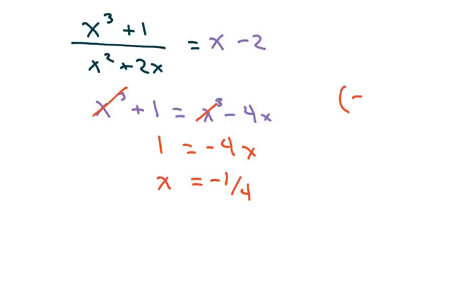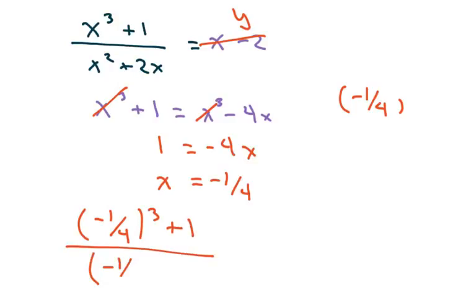Now our x is negative 1/4. And to get your y, let's go back to the original and plug in negative 1/4. So everywhere there's an x, I put negative 1/4, and this is going to give us 9/4. So it does cross our y equals x minus 2 at the point negative 1/4 and negative 9/4.